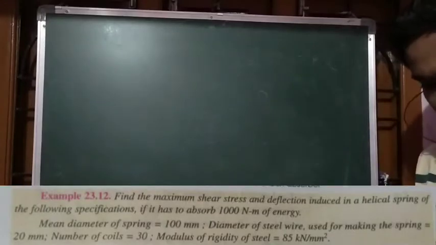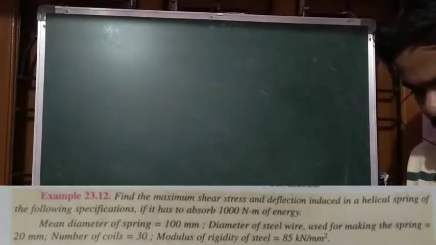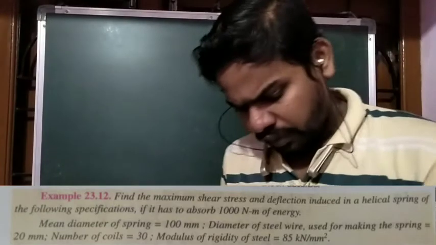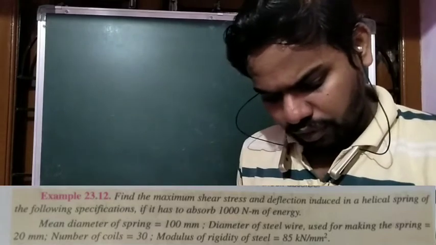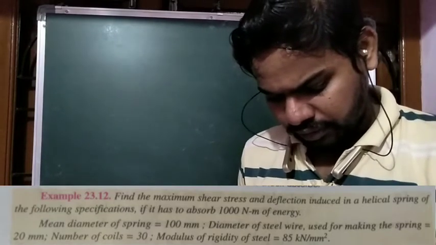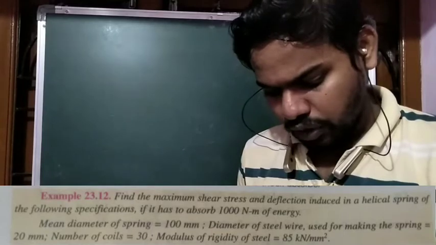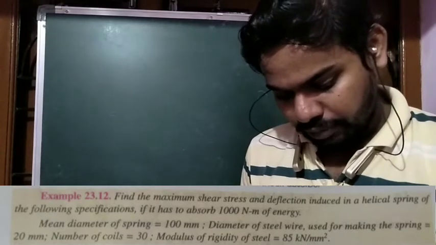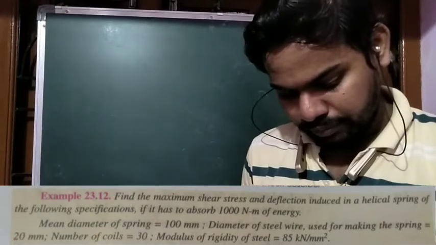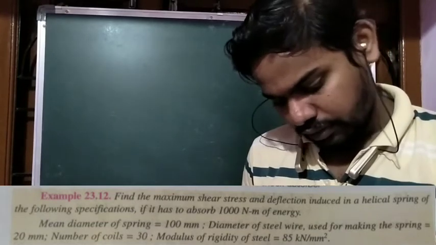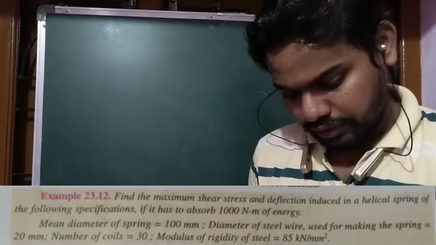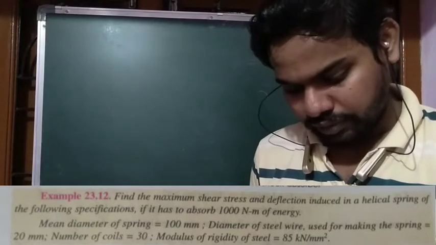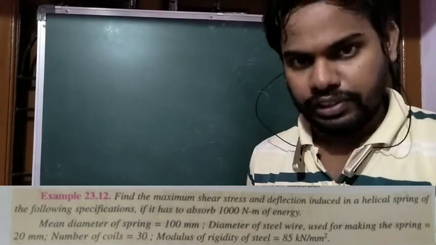Let's solve one problem. Find the maximum shear stress and deflection induced in a helical spring of the following specifications. If it has to absorb 1000 Newton meter of energy, mean diameter of the spring D is equal to 100 mm and the diameter of the wire is 20 mm, number of coils is equal to 30 and G is equal to 85 kilonewton per mm square. So here G means modulus of rigidity.